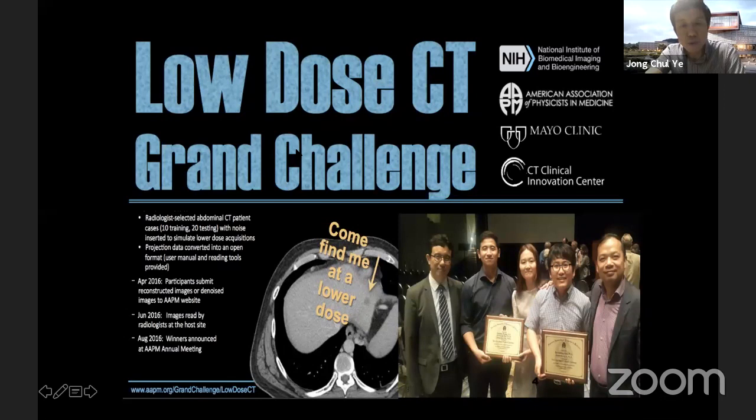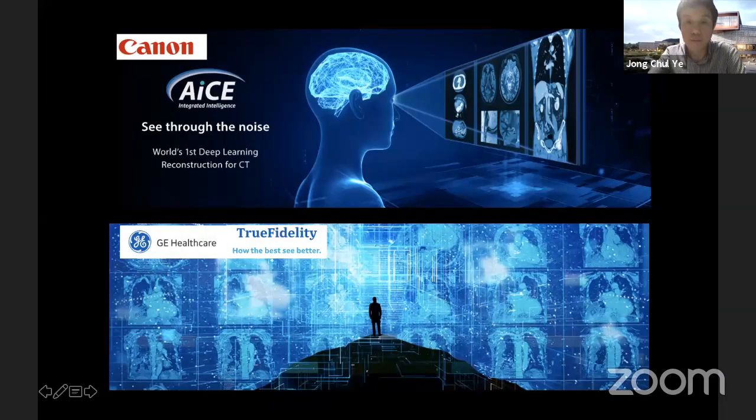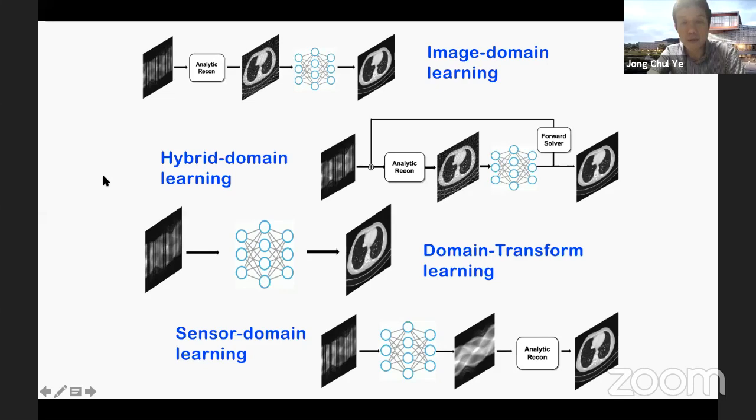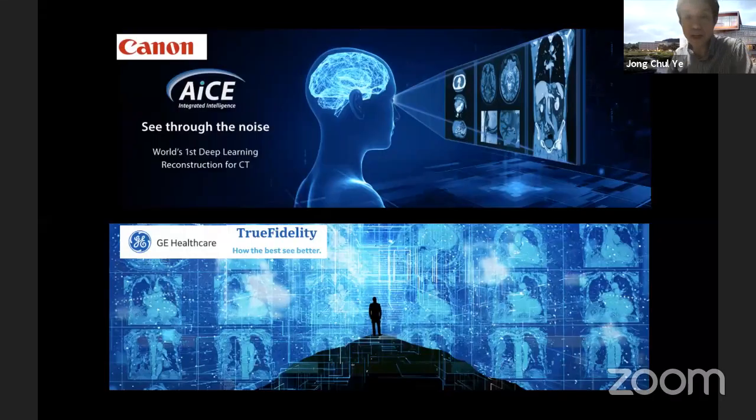In fact, I'm proud that we are one of the pioneers in this area, because in 2016 we participated in the low-dose CT Grand Challenge and proposed the world's first deep neural network approach. Ever since this work was published, deep neural networks have become a main approach in the CT field. There are many approaches now available, which can be categorized as image domain learning approaches, hybrid domain learning approaches, domain transform learning approaches, or sensor domain learning approaches. Even within a very short time period, industry has taken part in this research effort, and Canon and GE have already received FDA approval for deep learning products for low-dose CT reconstruction. For example, ACE or True Fidelity is now commercially available from the two vendors.